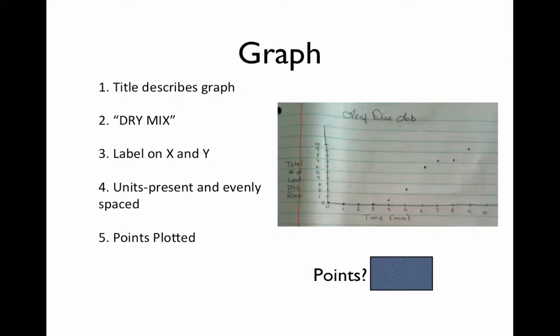A similar rubric evaluation can be used for graphs. This is a simple generic graph rubric. For item 1, we are looking for a title that is descriptive. Item 2 checks that the independent and dependent variables are on the proper axes. DRY MIX stands for dependent or responding variable on Y. MIX is manipulated or independent variable on X.